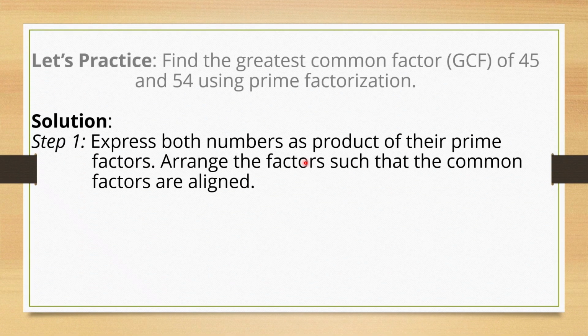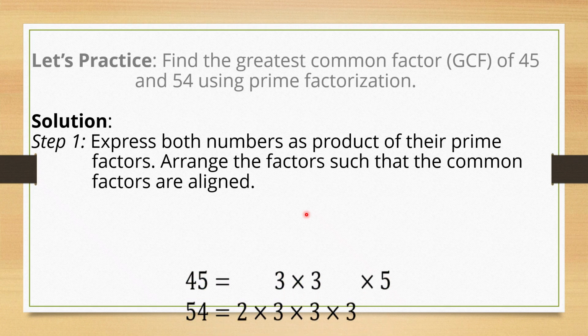Now, let's practice. Find the greatest common factor of 45 and 54 using prime factorization. Step 1, the same thing, but this time you're asked to use prime factorization. Express both numbers as a product of their prime factors and arrange the factors such that common factors are aligned.